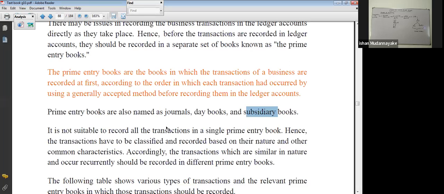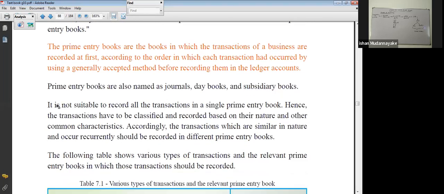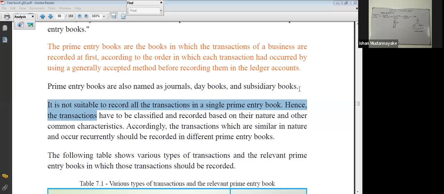Okay, right, and then next para. Next para, Anusara.